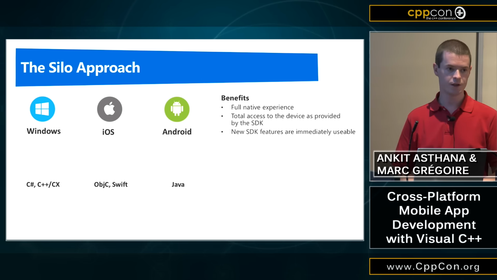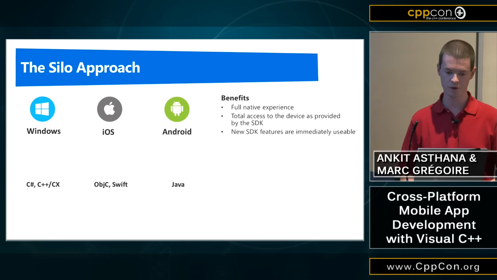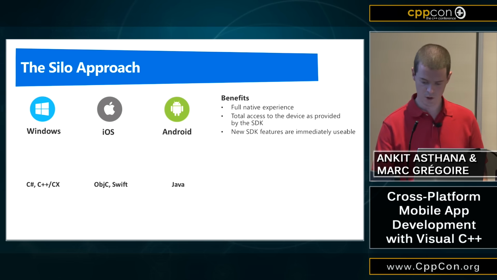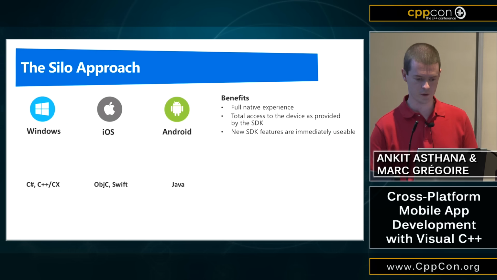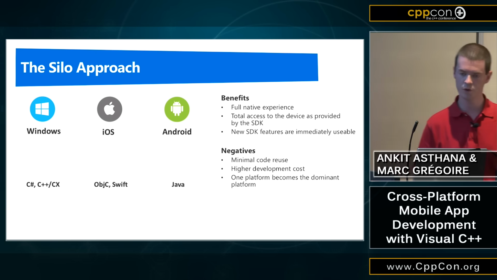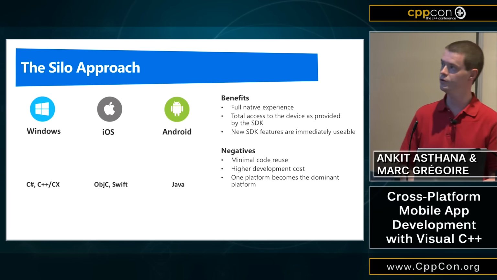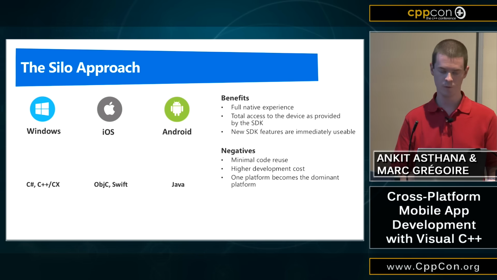And if a new version of the SDK releases a new feature for your platform, you can immediately use it because you're directly working on that SDK. There are quite a few downsides to this approach. First one is code reuse. It's very hard to reuse code because on Windows, you're writing your code in C# or C++. For Apple, it's Objective-C, for Android, it's Java, so it's very hard to share the code.